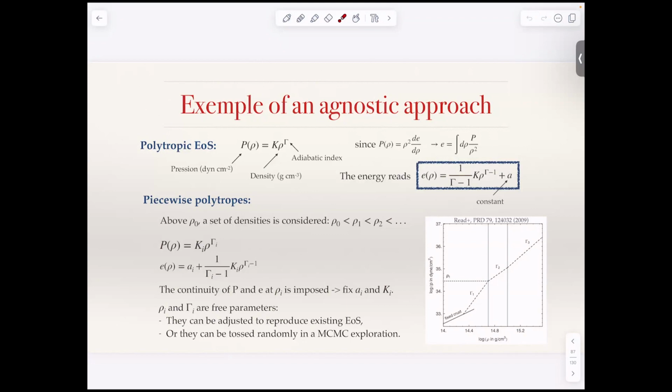In such agnostic approaches, you write a mathematical relation between the pressure and the density, but you don't know what the particles are which create this density. So it is very powerful to analyze the data, but it is totally agnostic in matter composition. So you don't know what the matter is made of.